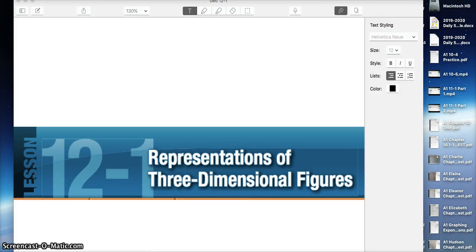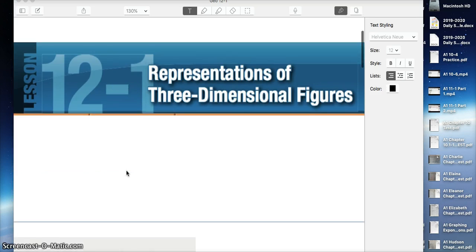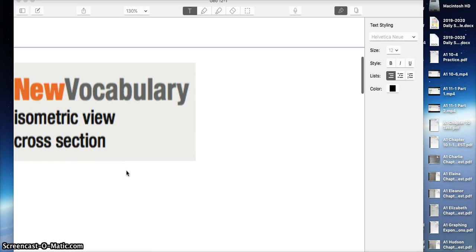Hey, geometry friends, we're in chapter 12 and we're looking at representations of three-dimensional figures. So the first thing that we need to talk about is what is an isometric view and what's a cross-sectional view. And cross-sectional view, you guys are kind of used to. I'm going to start with that definition first.